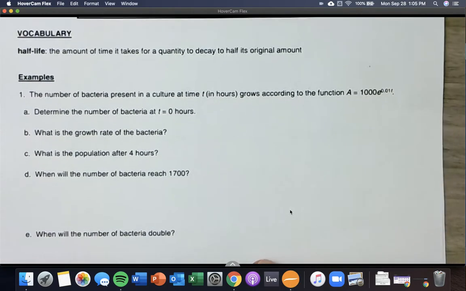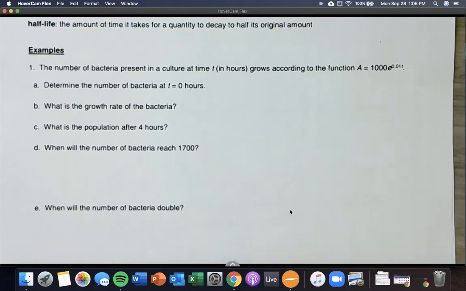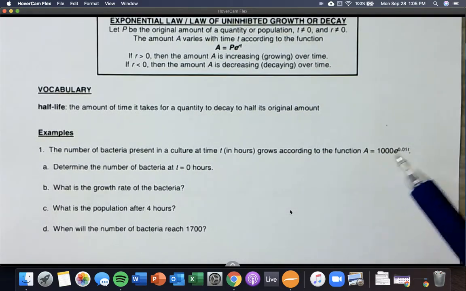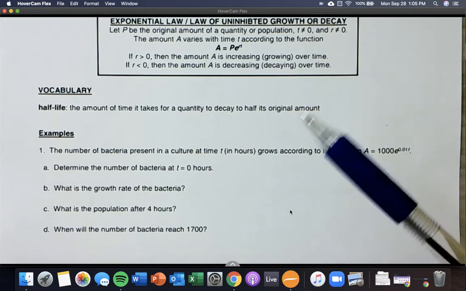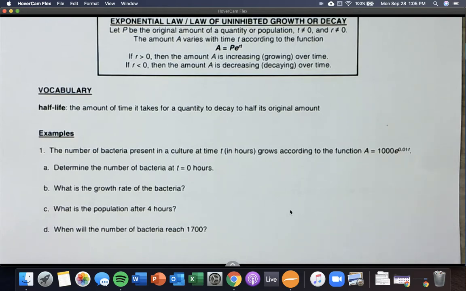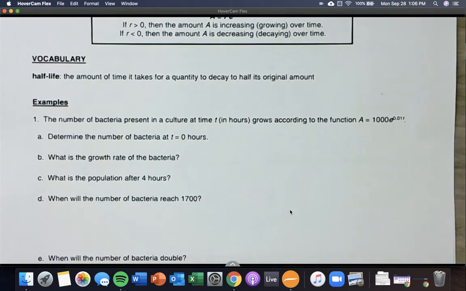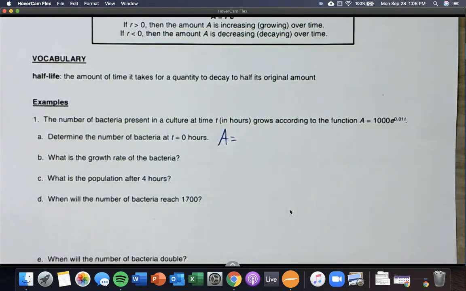Example number 1. The number of bacteria present in a culture at time t in hours grows according to the function A equals 1000 e to the 0.01t. So it's using the equation here, and it's giving us the value for p. In this case, p would be 1000, and it's giving us the rate, r, which is 0.01. Part A is asking, determine the number of bacteria at t equals 0 hours. So what it's saying is, if we plugged in 0 for t, what would the amount be?